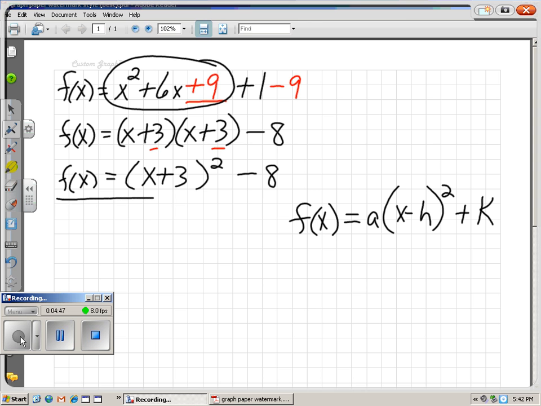So I'm going to take this right here, and I'm going to write it right beneath standard form, and I want to make it look like standard form. So I have f of x equals... A is the number in front of my parentheses.